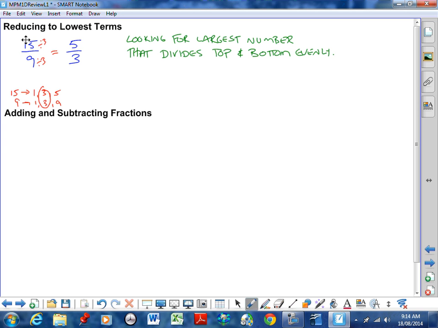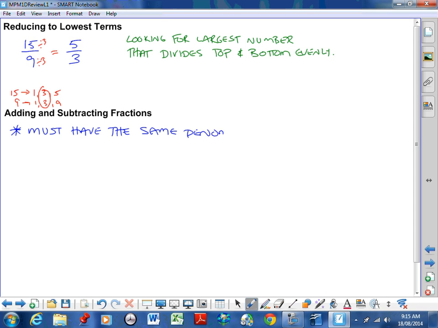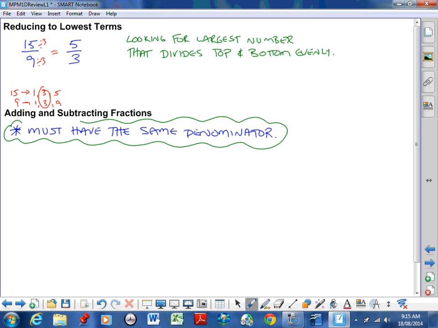All right, adding and subtracting fractions. With adding and subtracting fractions, the key is you must have the same denominator. Absolute must. So with adding and subtracting, you must have a common denominator.